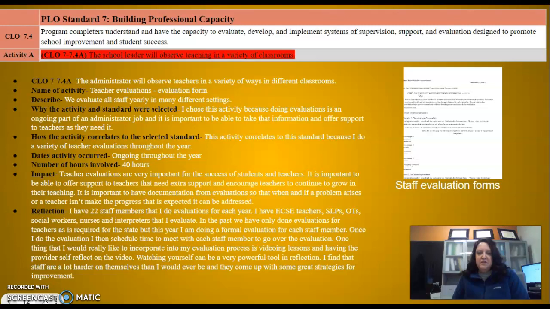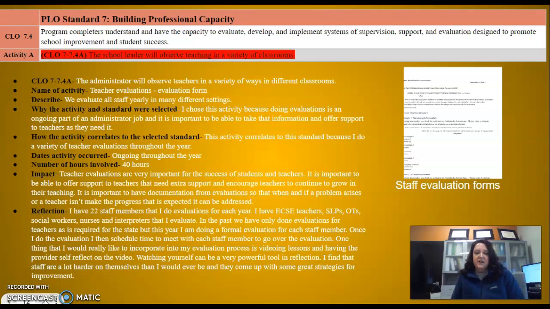I chose this activity because doing evaluations is an important ongoing part of being an administrator, and it's important to be able to take that information and offer support to teachers as they need it. This activity correlates to this standard because I do a variety of teaching evaluations throughout the year, and it's ongoing throughout the year. I have 22 staff members that consist of teachers, SLPs, OTs, PTs, social workers, nurses, and translators, and I evaluate all of that staff.